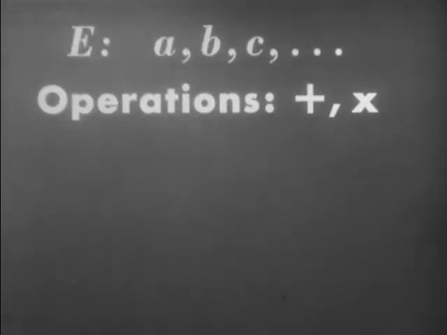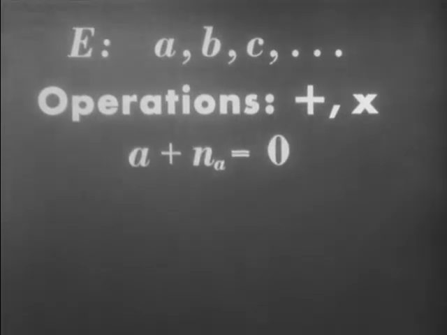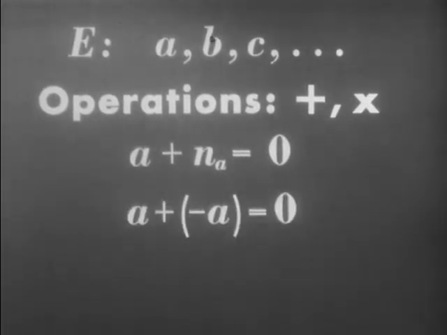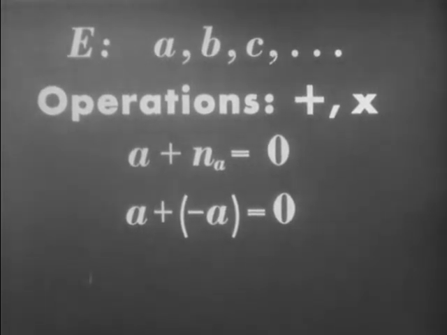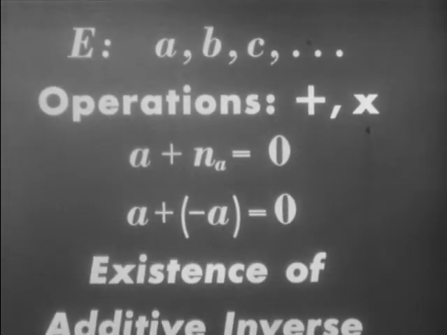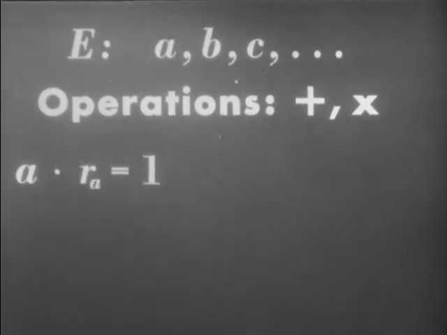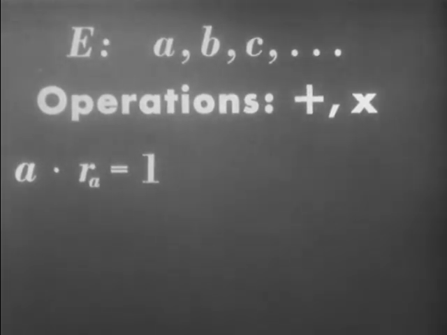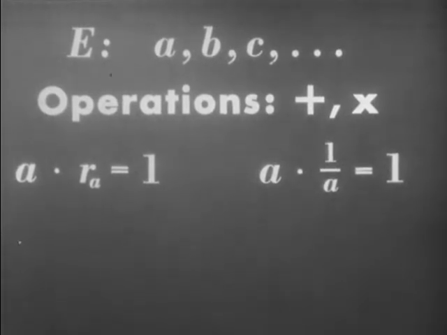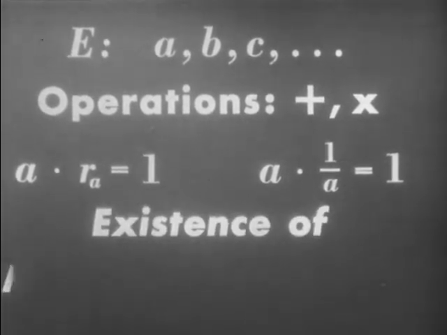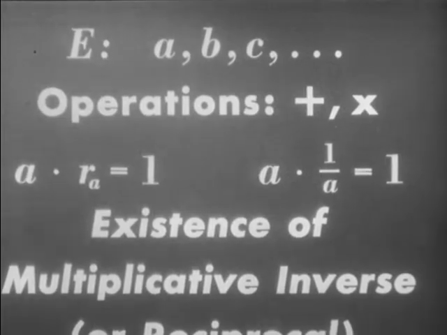Our last 2 properties have to do with the inverse operations. We require that for each element A, there be another element that added to A produces 0. We call this property the existence of the additive inverse. Likewise, for each element A except 0, there must be another element that multiplied by A produces 1. We call this the existence of the multiplicative inverse or reciprocal.